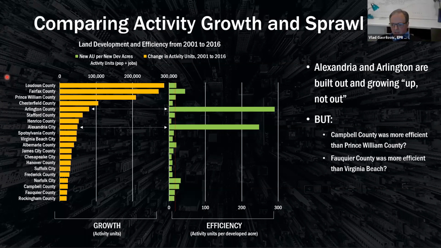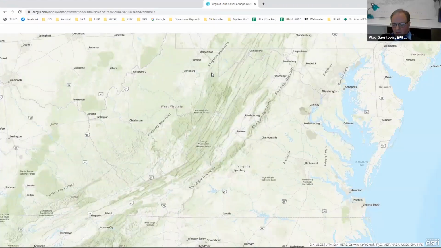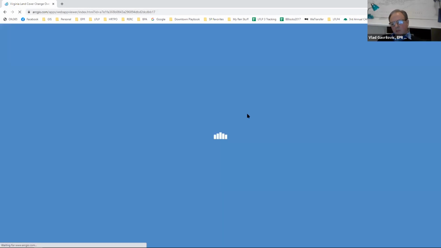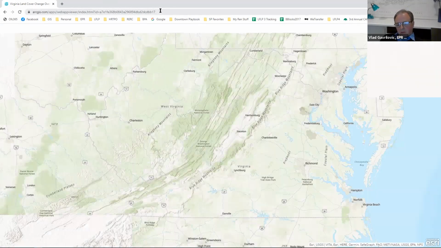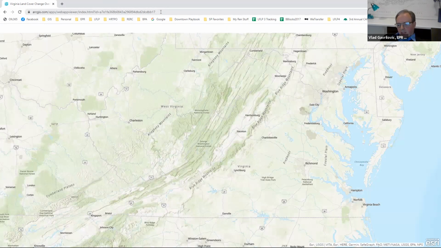I was seeing some interesting discussion in the chat about water and sewer service areas. A lot of these more suburban localities tend to have far-reaching water and sewer service areas, and some of the rural ones have very compact ones by necessity, only around growth centers. So maybe those are enforcing a more efficient pattern of growth. I think that's a great point.